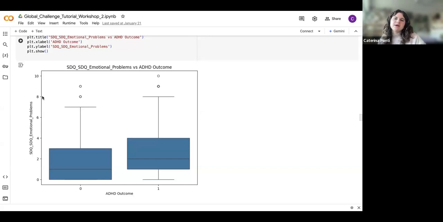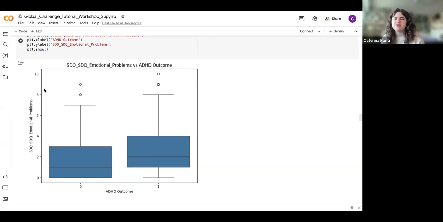The box plot visualizes central tendencies, so the median in this case is the line that you see in the middle of the blue box, and the variability, or interquartile range, in emotional problems. We want to gain a deeper insight into how emotional problem skills interact with ADHD outcome. This step is critical for building a robust model that reflects real-world data relationships effectively. So we want to really know whether emotional problems give us new insights into whether someone has ADHD or is going to have ADHD or not.